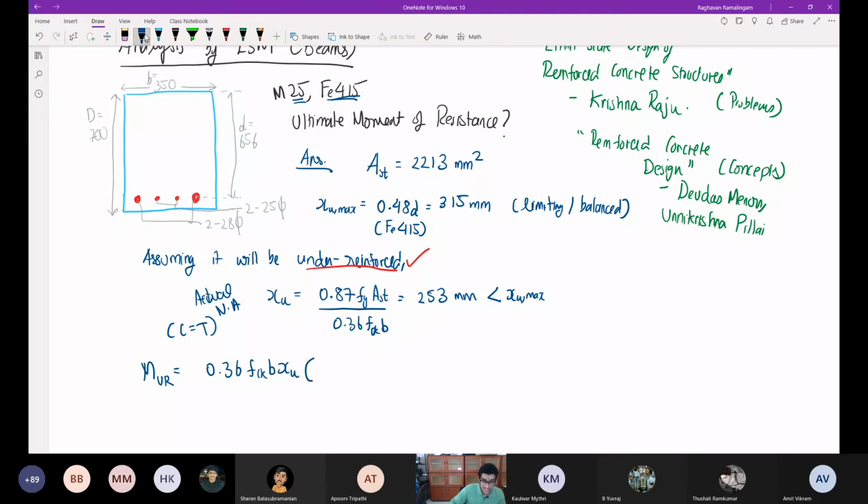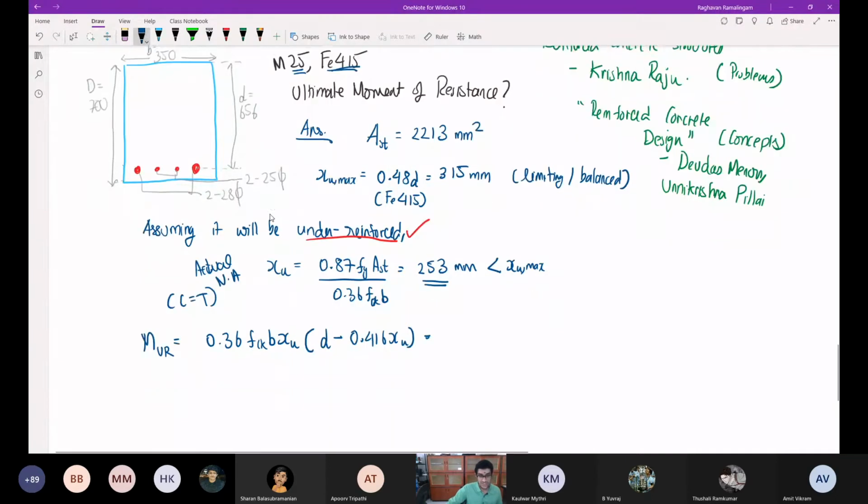This is the force, and the lever arm is given by d minus 0.416 XU. So here also all the numbers are available to you. fck is known, B is known, XU you have just found out over here. D is here, so everything is there. Proceed and find out what you get for MUR.